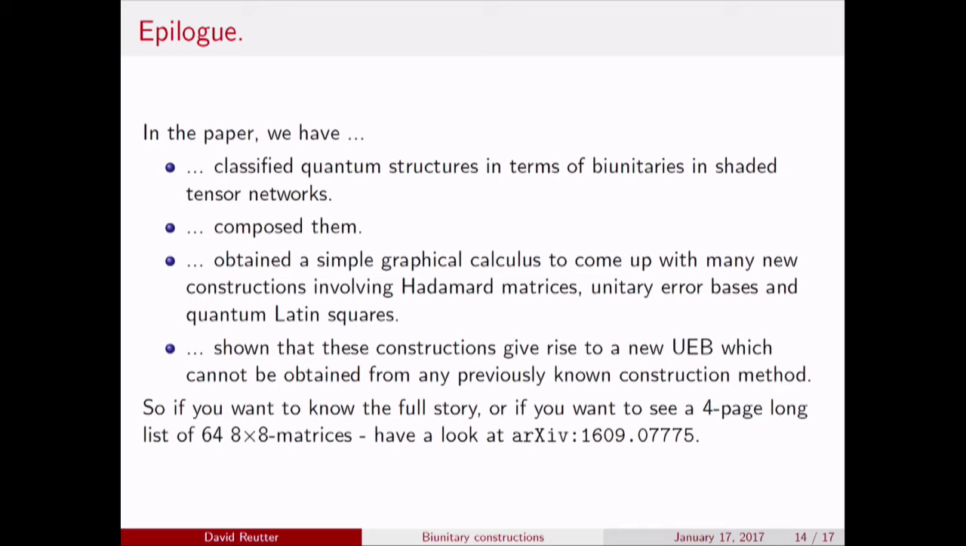And my second question is, imagine I give you a biunitary with many input and output legs. Do you have a way of decomposing it into other simpler biunitaries? Yes, that's a good question. No, there's no obvious way to do it. There are definitely, for these constructions, if you pick a specific construction, say you compose 2 Hadamard matrices or 3 Hadamard matrices to get a UEB, then this UEB has certain properties which you can check or at least can see, that definitely doesn't arise from such a composition.